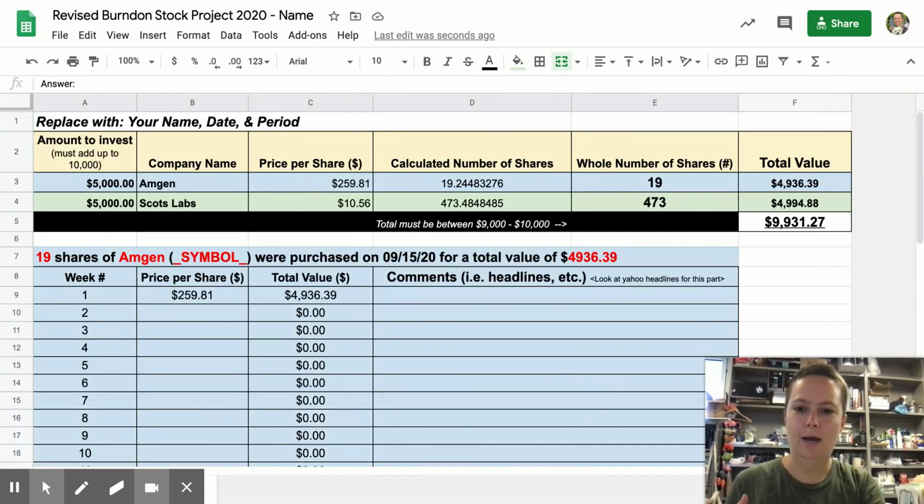Okay? Keep in mind that Amgen has changed. Its price per share changes frequently, so don't use this price. You got to actually look up their new price if you want to use Amgen.